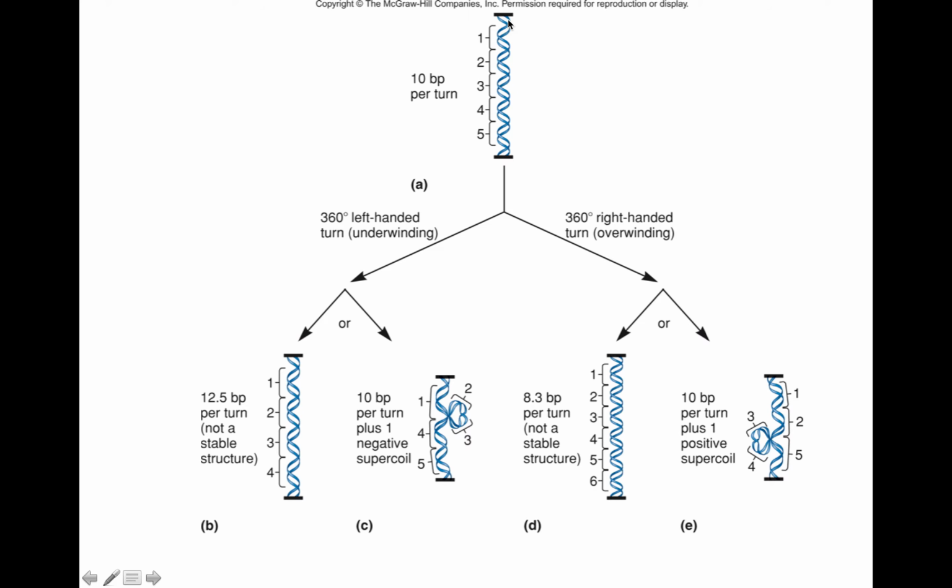A typical B structure DNA has approximately 10 base pairs per turn. That's the normal thermodynamically stable form of a double-stranded DNA molecule. If you underwind it so that instead of 10 base pairs per turn, you have 12.5 base pairs per turn, this creates an unstable structure. And so what happens is some of the DNA gets looped out so that the linear portion returns to its 10 base pairs per turn, and you have what's called a single negative supercoil.